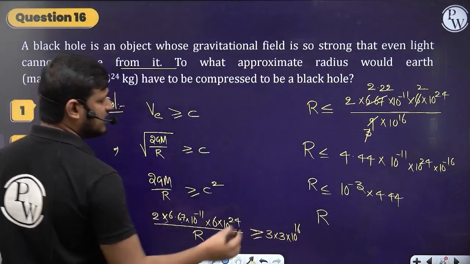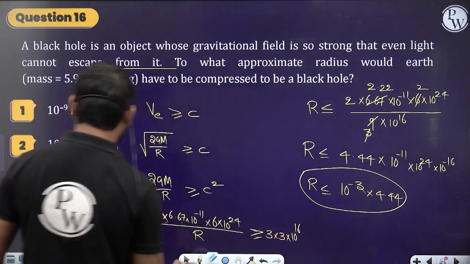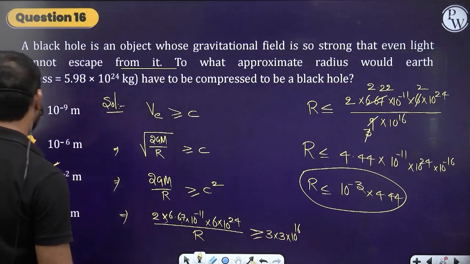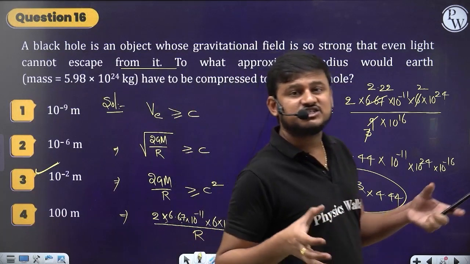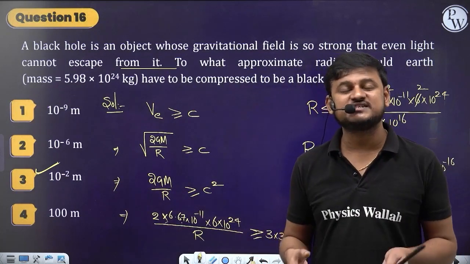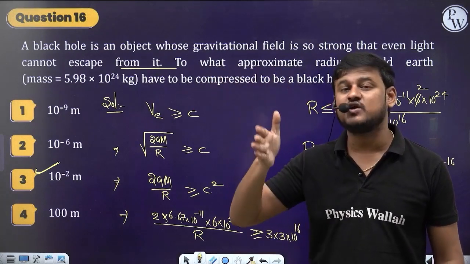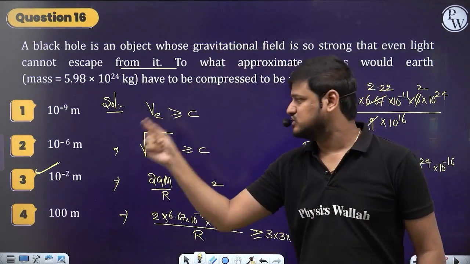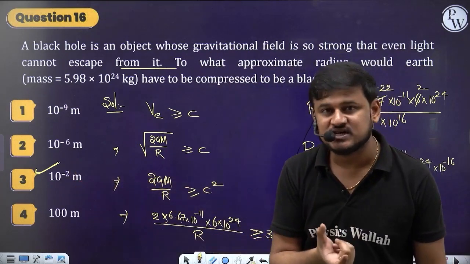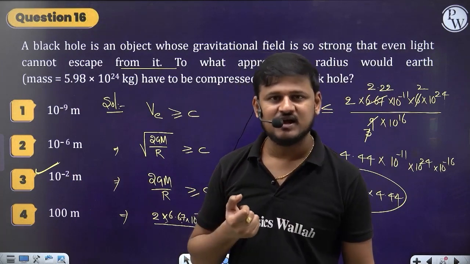So I can take it approximately. What is the closest value? You can check it in the options. 10 to the power minus 2, yes, I can put this. So that means if Earth shrinks its radius to 10 to the power minus 2 meter, what is the radius of the Earth now? 6,400 kilometers, or 6.4 into 10 to the power 6. So if the radius of the Earth shrinks to 10 to the power minus 2 meters, then Earth will become a black hole. Clear? Understood, guys?